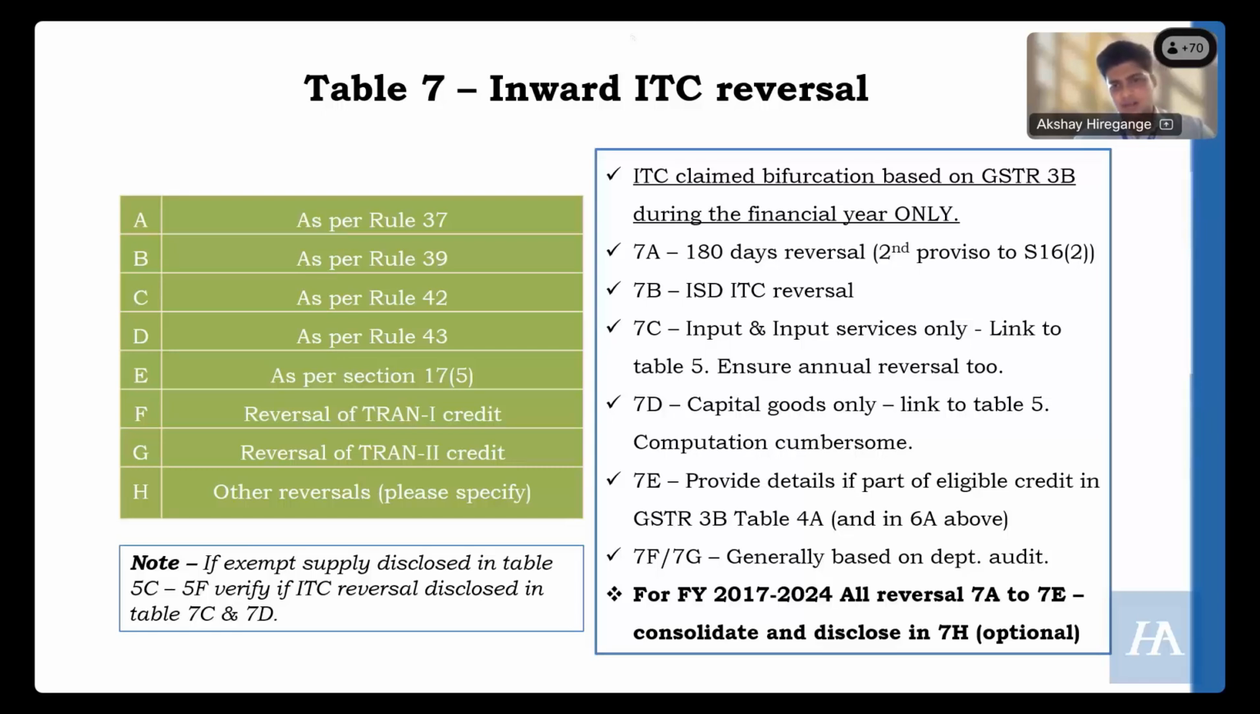All blocked credits you can disclose in 7E, that is as per section 17(5). If there are any ITC reversals, they can be disclosed here.